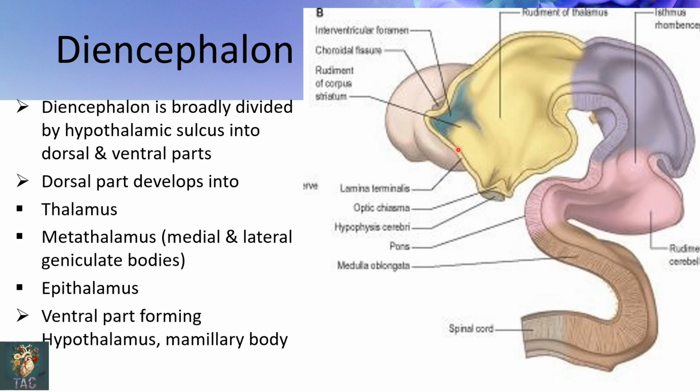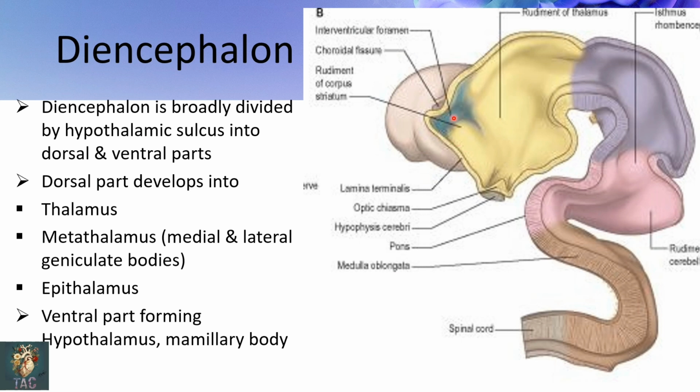Again in this diagram you can see this is the rudiment of the thalamus which is developing, and this area is the rudiment of the corpus striatum, and this is the area of the hypothalamus, and this is the area of the epithalamus. So this sulcus is the hypothalamic sulcus, which divides this area into the thalamus and the hypothalamus. This area is the rudiment of the corpus striatum. This corpus striatum gives a striated appearance, so it is called corpus striatum.